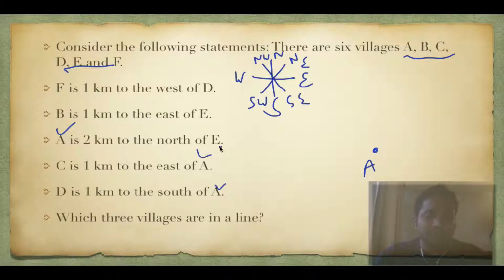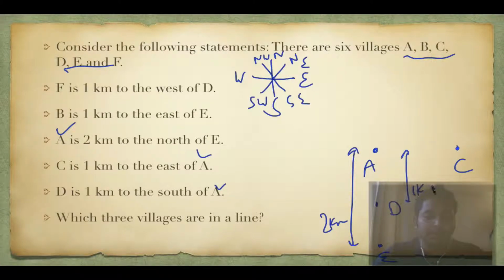A is 2 kilometers to the north of E. So E is somewhere here. Okay. Then C is 1 kilometer to the east of A. So C is somewhere here. Then D is 1 kilometer to the south of A. So D is somewhere here. Remember, from here to here it's 2 kilometers. From here to here it's 1 kilometer. Then B is 1 kilometer to the east of E. So B is somewhere here.